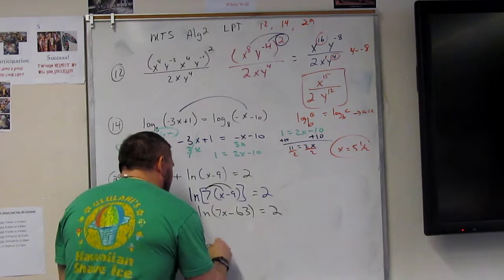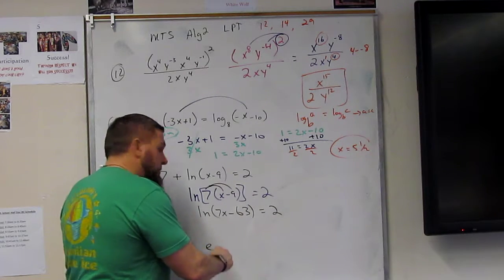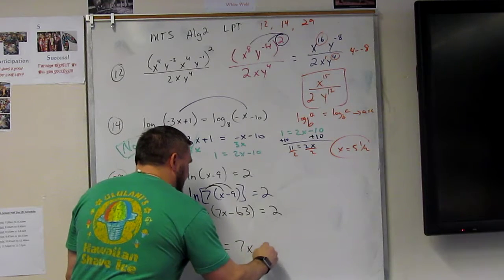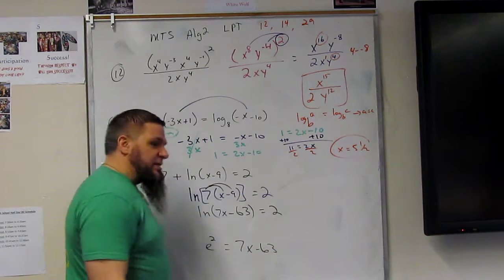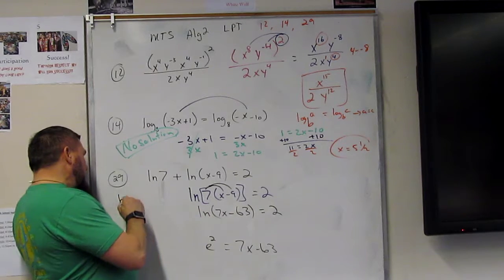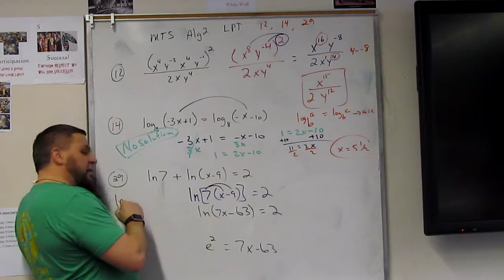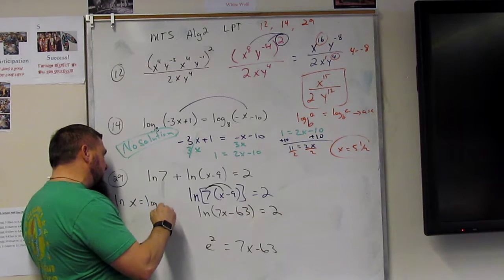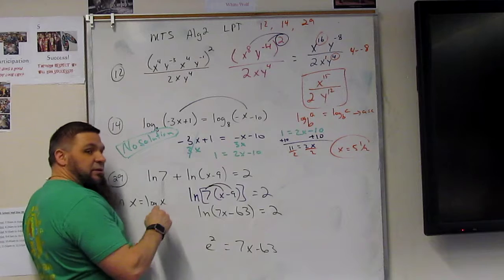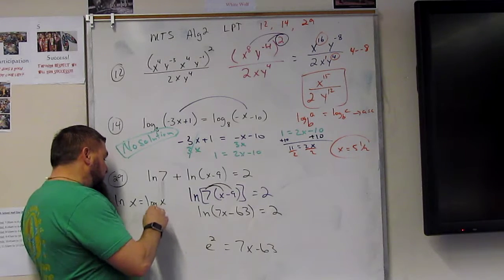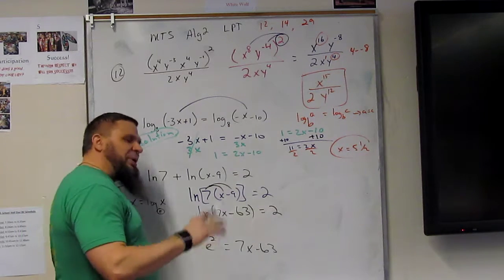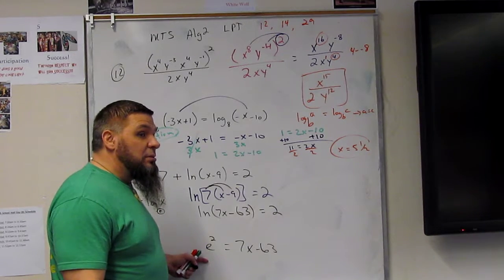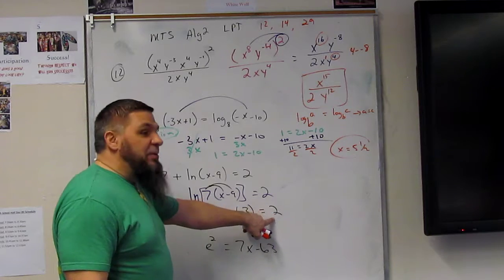Otherwise, I have to say e to some power, right? e to the 2 is equal to 7x minus 63, because that's what the base is. ln of x is equal to the log base e of x, right? So this is that whole e number. But I don't have to make it this hard. I don't have to use e. We can use it, but actually I can manipulate this too.